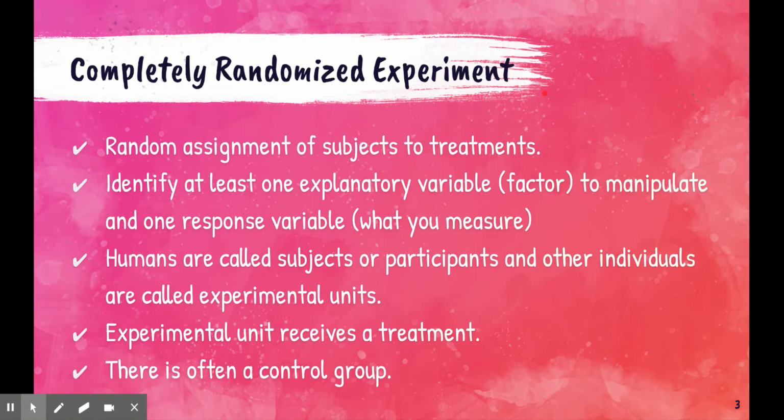We identify at least one explanatory variable, which is the factor to manipulate, and one response variable, what you are measuring. Humans are often called subjects or participants, and other individuals are called experimental units. And by other individuals, we mean animals or bacteria in a petri dish. The experimental unit receives a treatment, and there is often a control group.